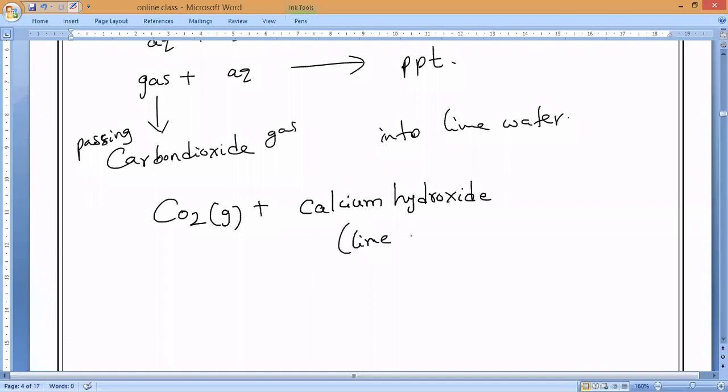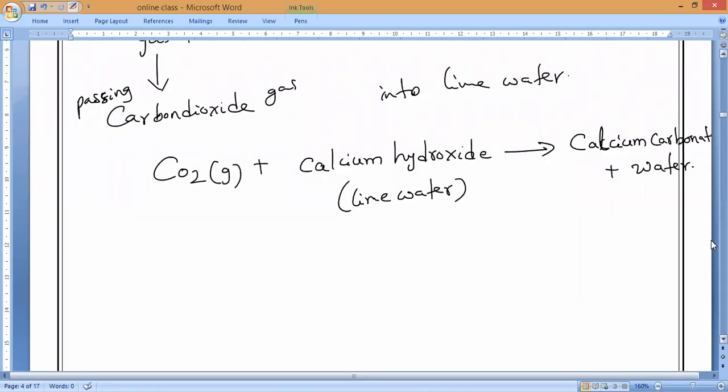Lime water gives you products: an insoluble solid called calcium carbonate, plus water. Clear, everyone? Now let us discuss. As we know, CO2 is the formula, gaseous state, plus calcium hydroxide, whose formula is Ca(OH)2. This is aqueous state.